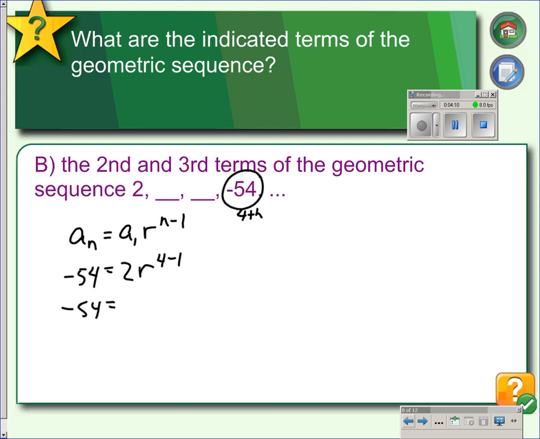So 4 minus 1 is 3. And solving for r, we would first divide by 2. So we get negative 27 equals r cubed. And then take the cube root. We find out that r is negative 3. Since our common ratio is negative 3, we know that we're just going to take 2 times negative 3 to get our middle term, or our second term. Negative 6 times negative 3 gives us our 3rd term, and 18 times negative 3 does give us negative 54.